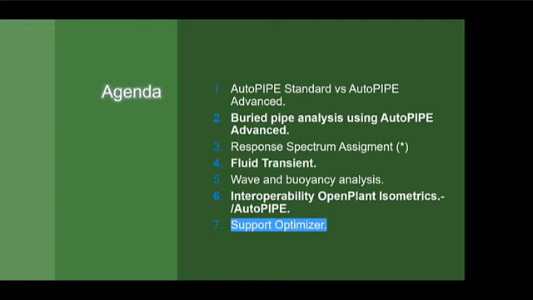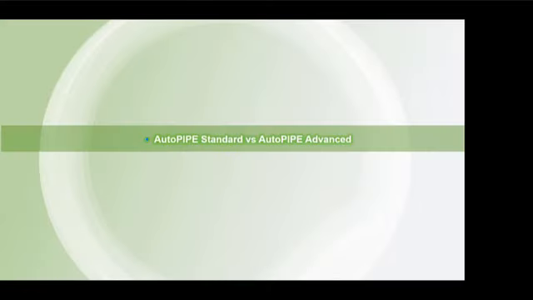But we consider that this subject sometimes is not added in all content, so we want to remark on it in this presentation as an addendum. So in general terms, buried pipe, fluid transient, wave, buoyancy, interoperability, open plan isometric, and support optimizer are AutoPIPE Advanced, but response spectrum assignment is an addendum from AutoPIPE Basic.